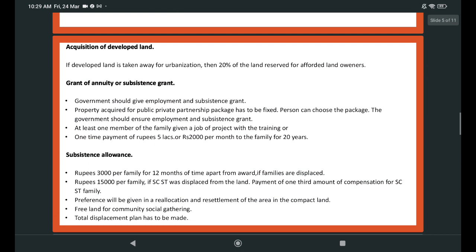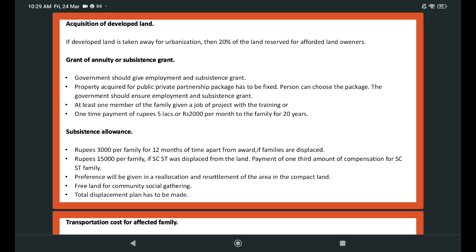Acquisition of developed land. If a person lost land in urban areas, if developed land is taken away for urbanization, then 20% of the land is reserved for landowners. For example, BDA acquires land. Then 20% of the site should be reserved for the landowners.